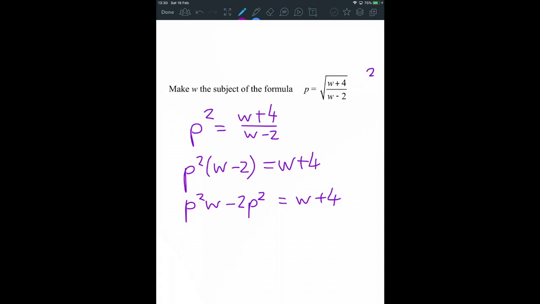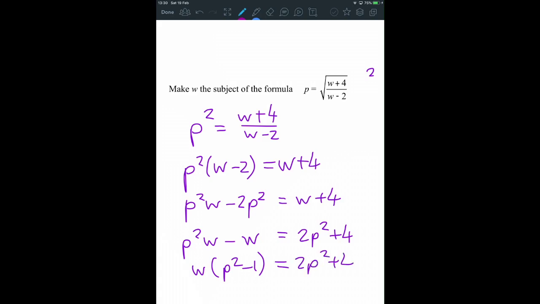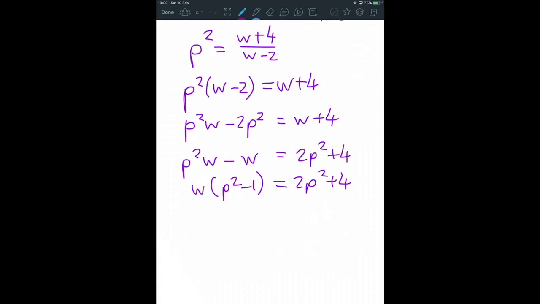I want W to be the subject, so I'm going to put all the W terms on the left and put all the other things on the right. Factorizing the W means that there's now only one W in the whole equation, so I can isolate it by dividing by the bracket.